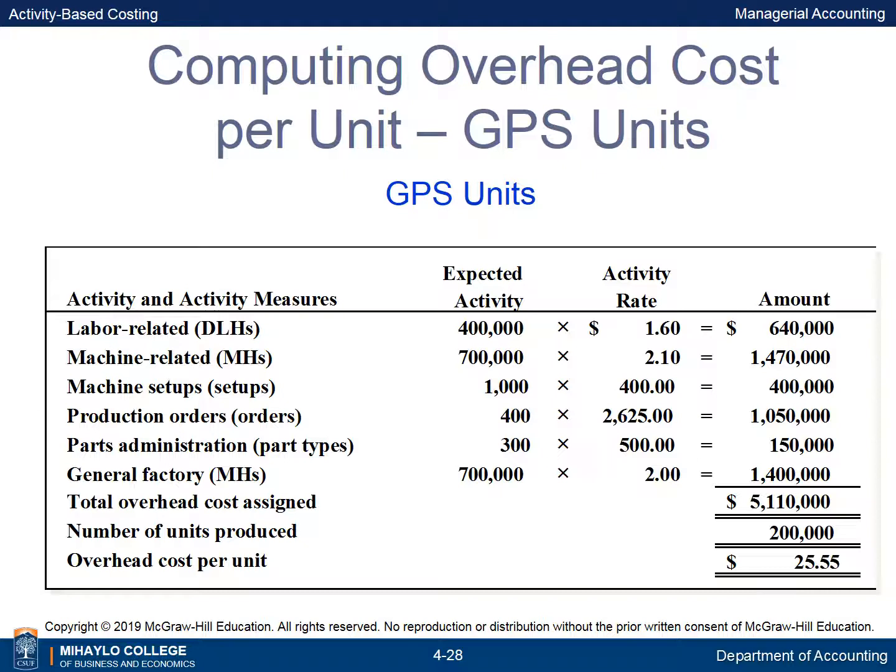We use the same overhead assignment for the other 5 activities and then add the amounts to find that we have assigned a total of $5,110,000 of overhead to GPS units. Next, we calculate the overhead cost per GPS unit by dividing $5,110,000 of overhead by 200,000 GPS units. The result is $25.55 of overhead cost per GPS unit.